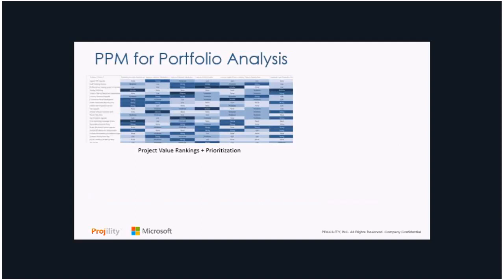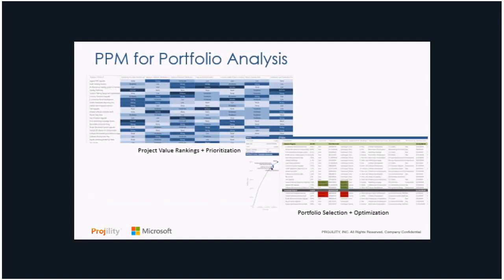And Gartner and Forrester will tell you that simply by looking at your portfolio and doing a value analysis, you can remove 10 to 15% annually of spend on projects you probably shouldn't be doing. So Project Online supports the requirement or the need to do that value analysis and prioritization. It's also going to help you do your selection and optimization.